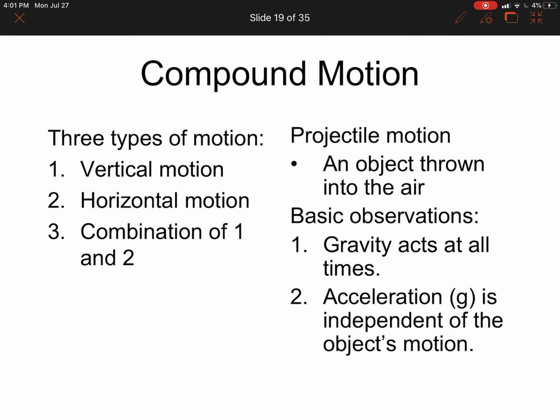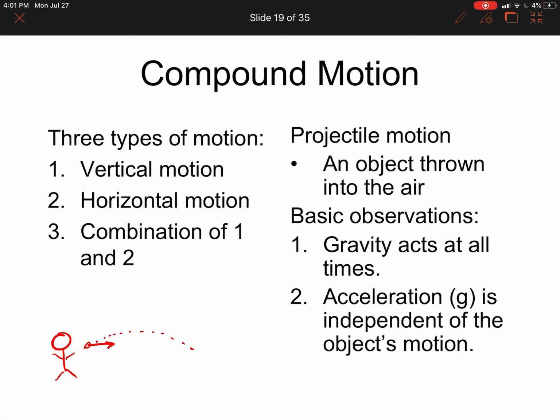Okay, so we are into compound motion. So we've talked about things falling, so vertical motion. We've talked about things being pushed or pulled, horizontally. Well, now, what if things happen in both vertical and horizontal motion? I always think of it like a football player throwing a football, and it kind of makes this sort of trajectory.